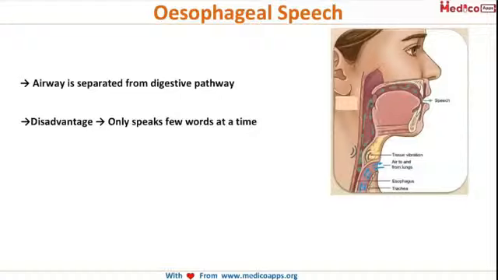Here the airway is separated from the digestive pathway. Okay, so as you can see over here, the air that is swallowed by the mouth enters into the esophagus, and this air itself is used to create the vibration and produce voice, right? The disadvantage is that the patient can speak only a few words at a time because the amount of air that he can inhale for production of speech is limited, right? So that is the disadvantage.